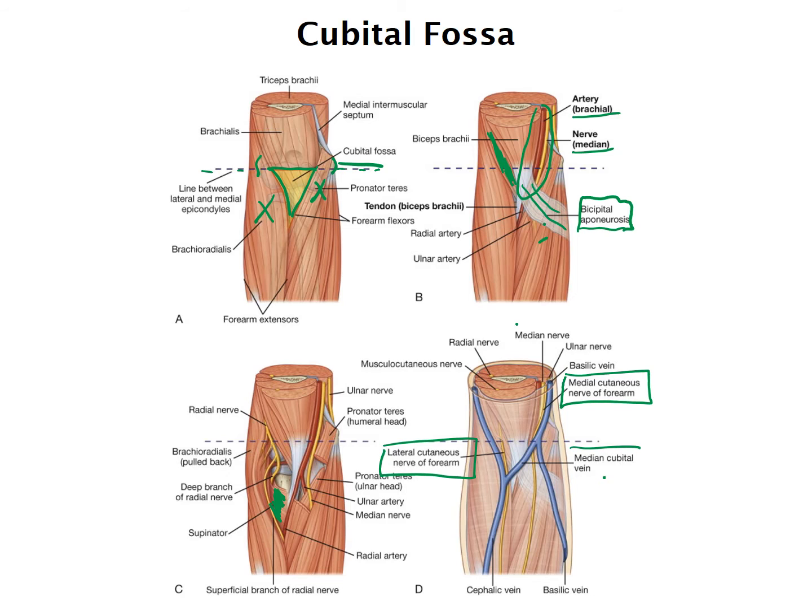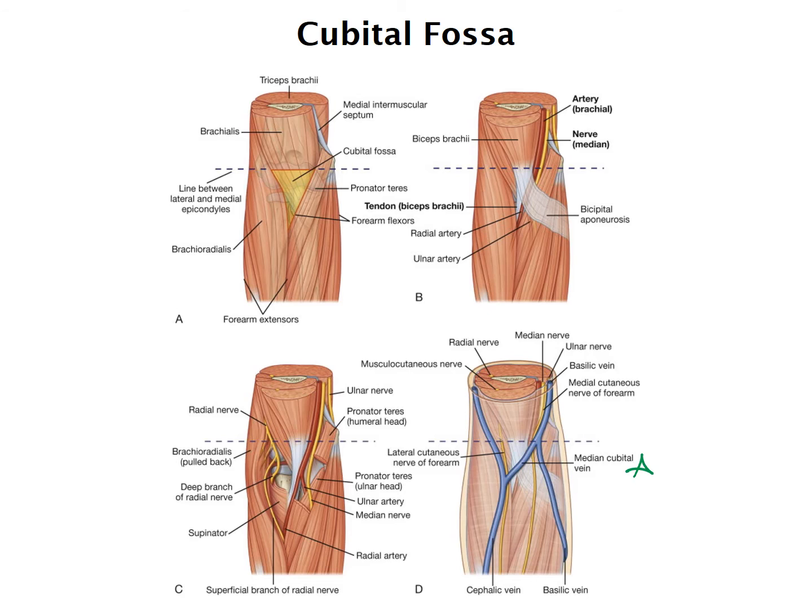In addition, we have the median cubital vein, which is this small vein here in the antecubital fossa, connecting the cephalic vein to the basilic vein. Recall that the cephalic vein courses along the lateral aspect of the forearm, while the basilic vein courses along the medial aspect of the forearm. The median cubital vein is of clinical importance because it is a common site for venipuncture to either withdraw blood from or to administer fluids or drugs intravenously.